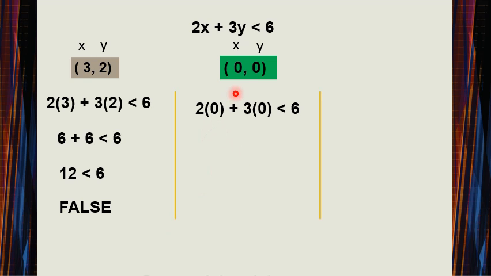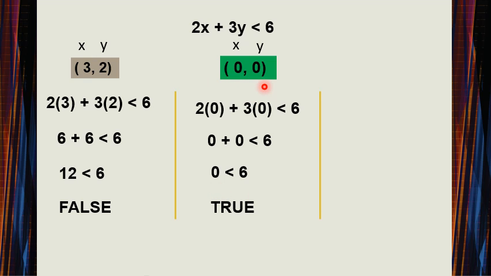Again, we're going to substitute 2 times 0 plus 3 times 0 less than 6. Multiply and multiply this one, so automatically that is 0 plus 0 less than 6. So the answer is 0 less than 6. Is this true or false? Yes, just because 6 is greater than 0. So we have a solution for 0 and 0. So this is the solution.